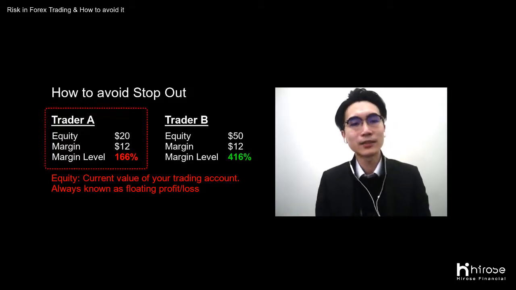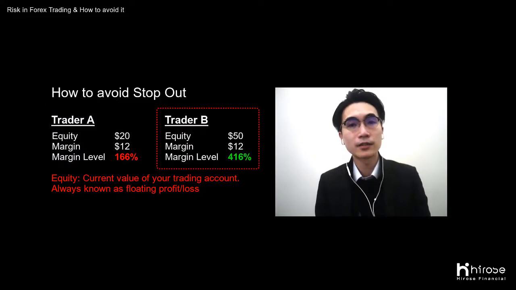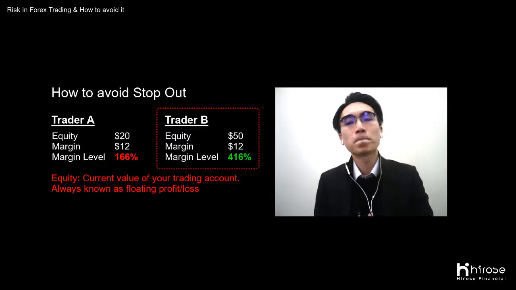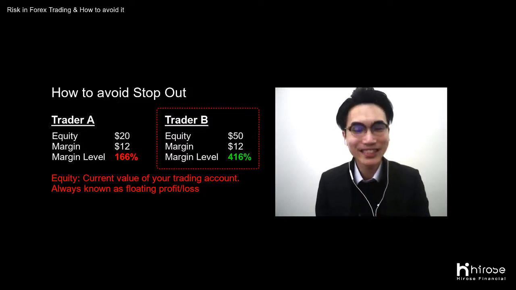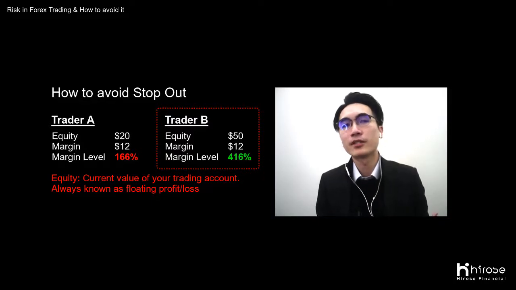But then let's take a look at trader B. So trader B here has $50 for his equity. So when he opened a $12 position, the margin level when he opened the position is at 416%. So that is really far from the stop out level, which is 100%.